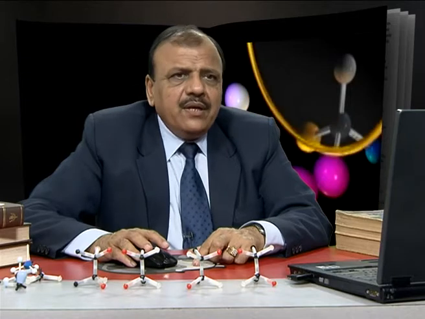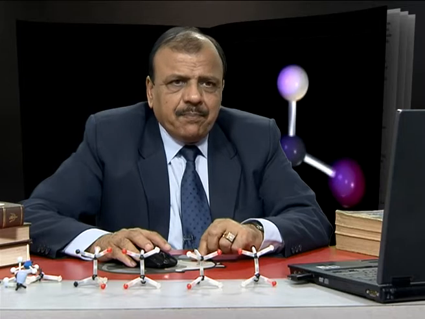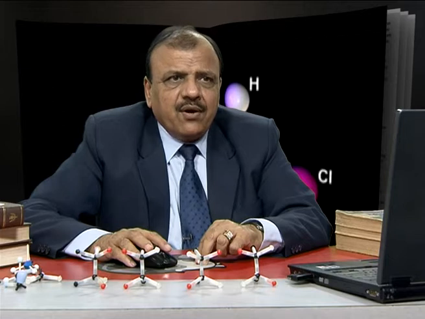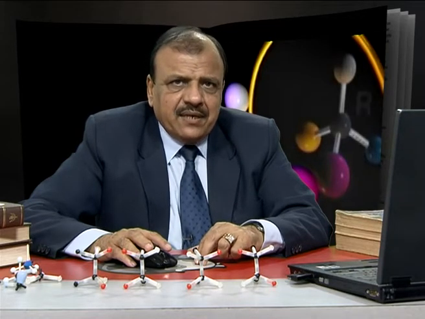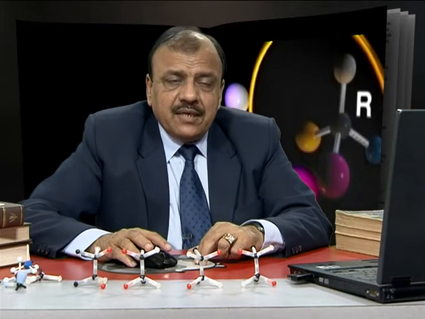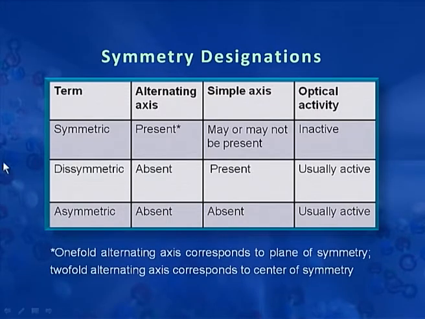Now, if a molecule contains some element of symmetry out of the plane of symmetry, center of symmetry and alternating axis of symmetry, those molecules were called symmetric molecules, and if they were absent, then earlier the name given was asymmetric molecules. But suppose an asymmetric molecule contains a simple axis of symmetry, then these symmetry designations are slightly changed now. We say that a molecule is symmetric if a simple axis of symmetry may or may not be present, but an alternating axis of symmetry is present.